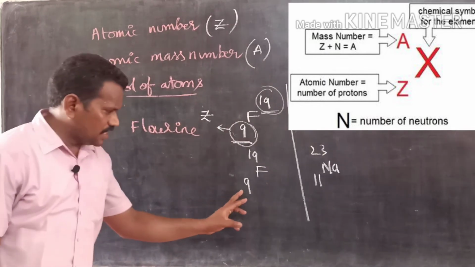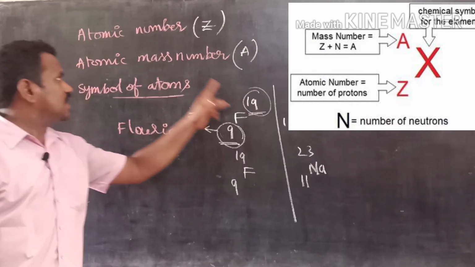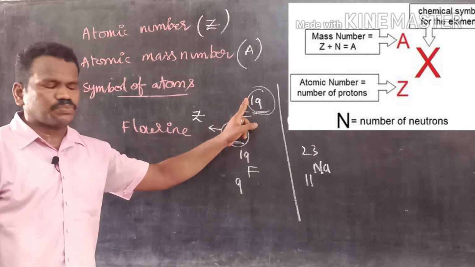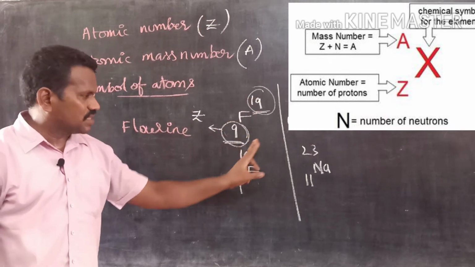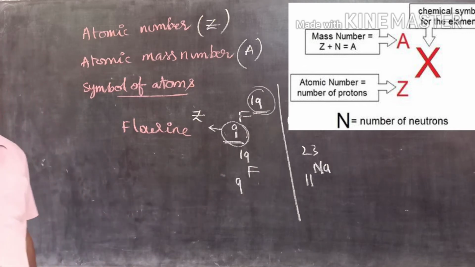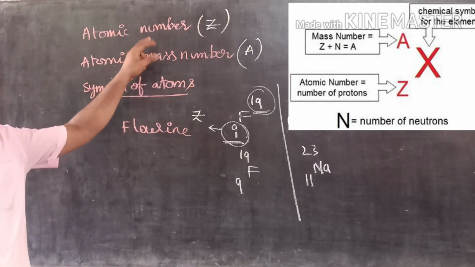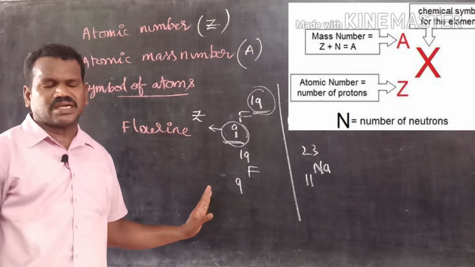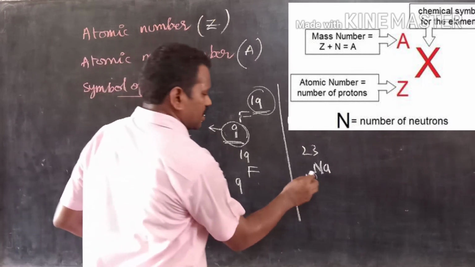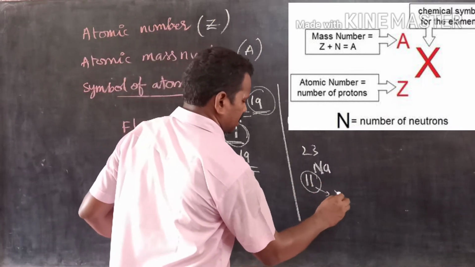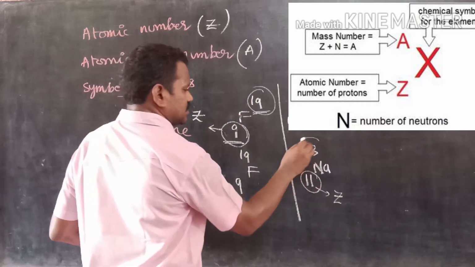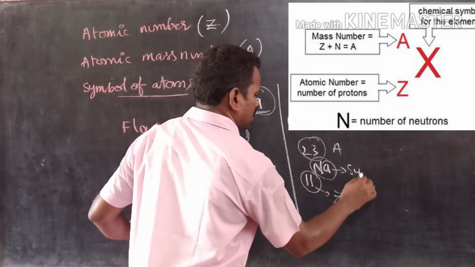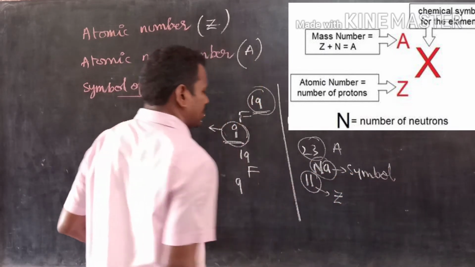Wherever it may be, this superscript, which we call atomic mass number, we can write on the topmost position of the symbol, either on the right hand side or on the left hand side. But atomic number should be written as a subscript, and that will be on the left hand side of the symbol only. Here also, this 11 is nothing but atomic number Z, and the atomic mass number is nothing but A. This Na is the symbol of the atom or symbol of the element.